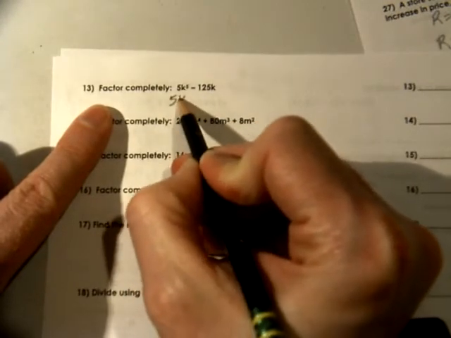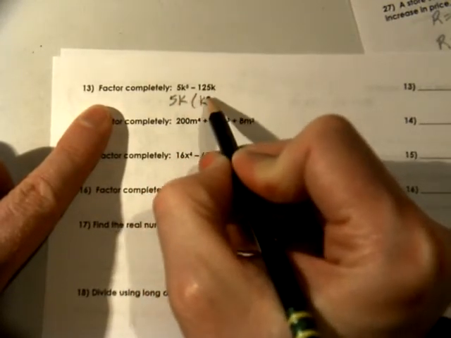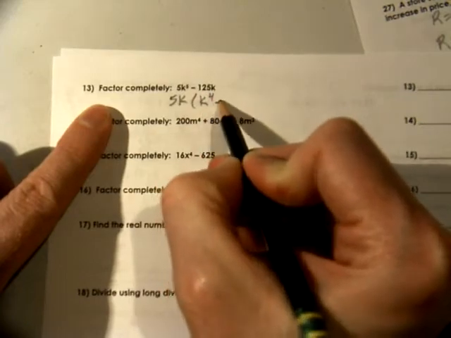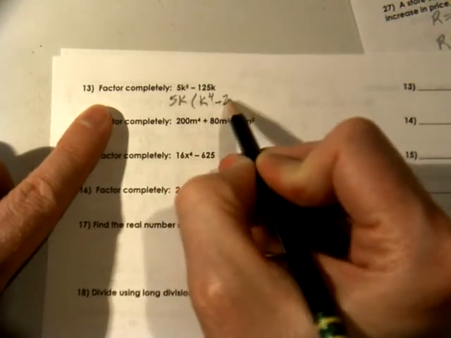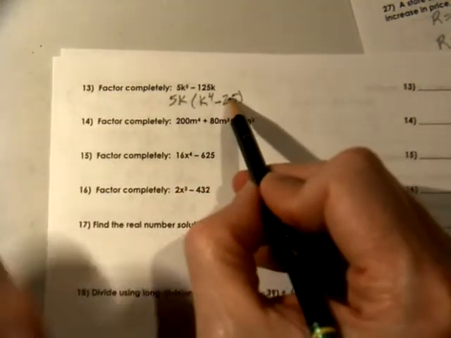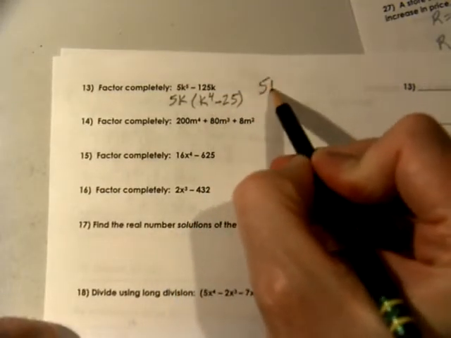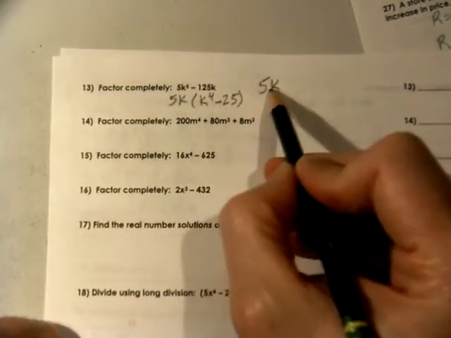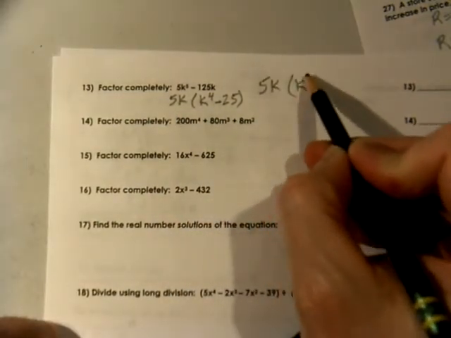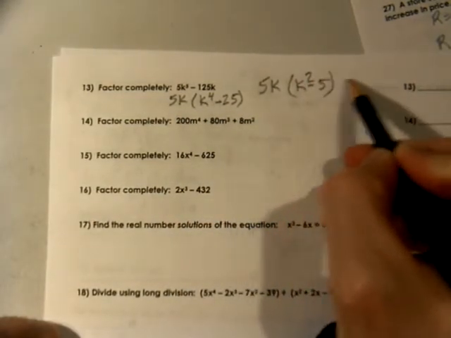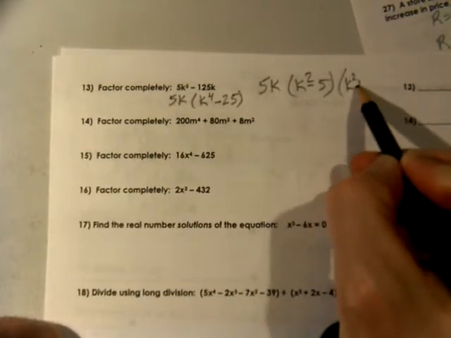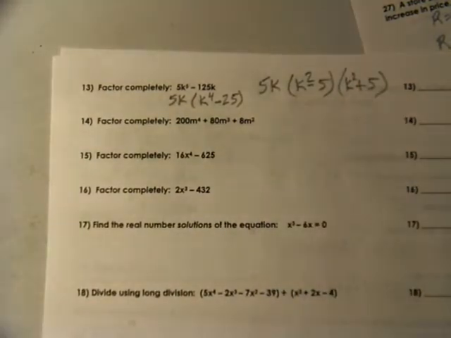Here we can pull out our GCF and we're left with k to the 4th minus 25, and that is the difference of two squares. So we're still going to have the 5k, and then we'll have k squared minus 5 and k squared plus 5.